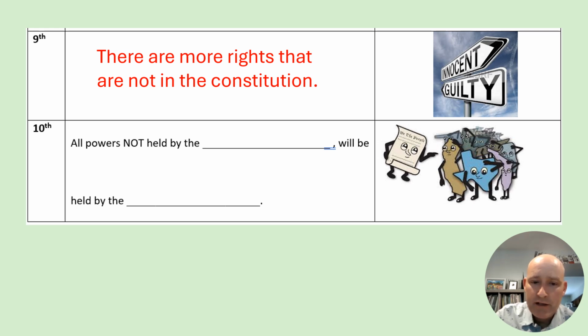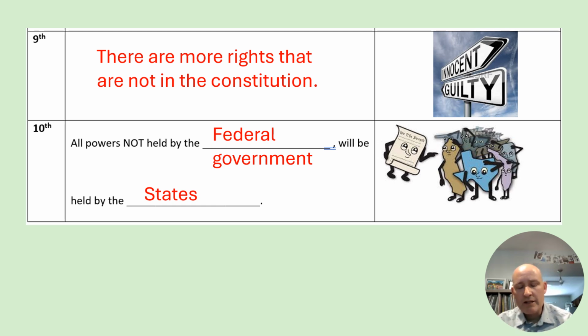The 10th Amendment is then, therefore, called the Reserve Clause, is that all powers not held by the federal government or national government will be held by the states. So a lot of things are held by the states. And so marriage laws and drug laws and all those things are not expressed by the federal government, but the states have those powers to do those things and make rules in those type of cases.